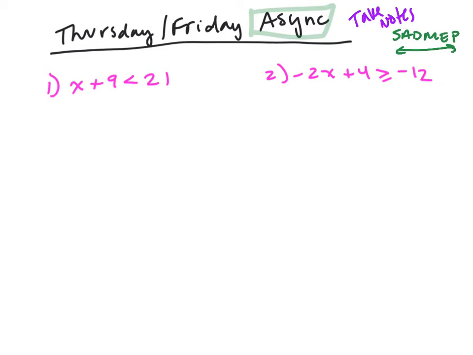This is just like a one step. I'm going to add or subtract, right? SADMAP first. So take away 9, take away 9. That means X is less than, oh dear, because that would be 12, right? Okay, so that's my solution.